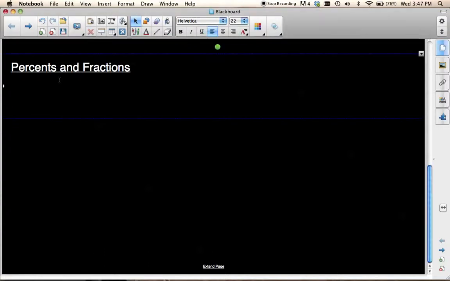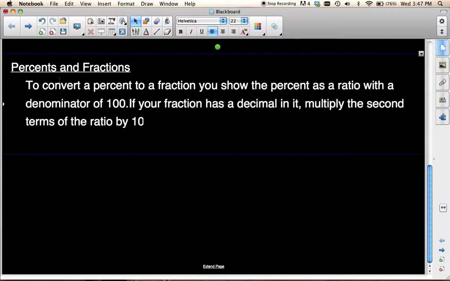Okay guys, so we're going to continue talking about percents. In this video we're going to be talking about percents and fractions, percent of a number, and a couple of other things. So when it comes to percents and fractions, to convert a percent to a fraction, you show the percent as a ratio with a denominator of 100. And if your fraction has a decimal in it, multiply the second term of the ratio by 10.